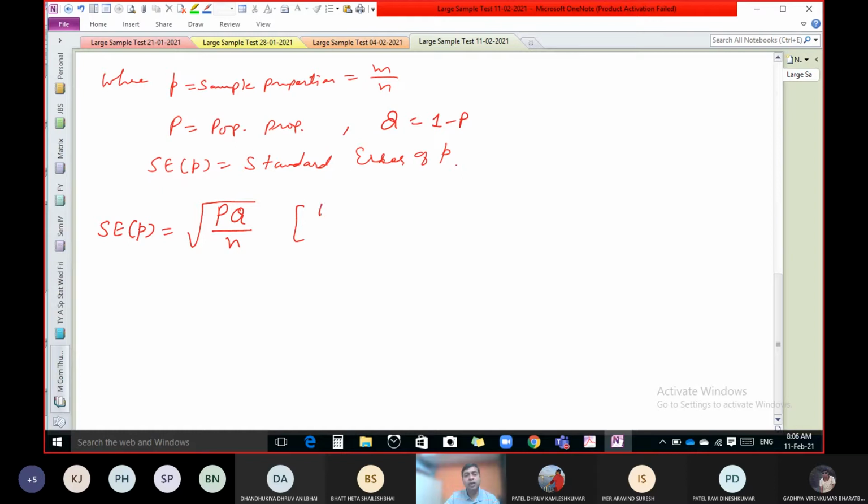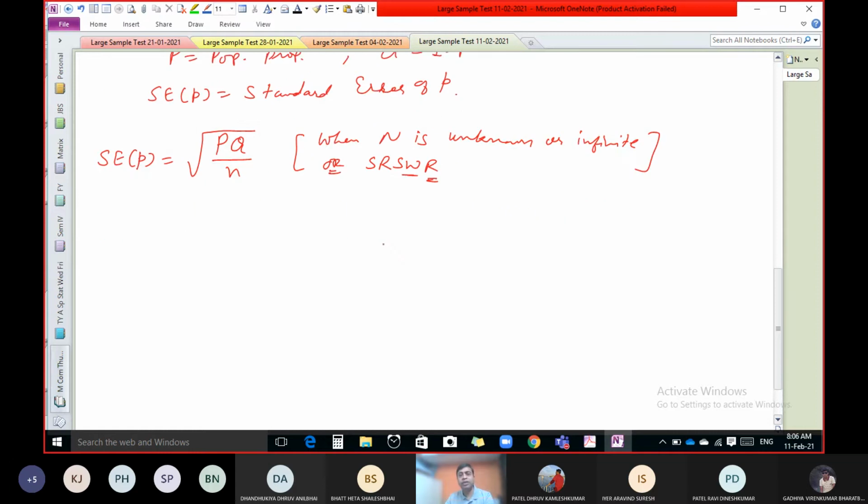This we have to apply when capital N is unknown, or when the sample is selected with replacement, meaning simple random sampling with replacement is given in the question. So this is the formula we have to use when capital N is unknown or infinite, or simple random sampling is done with replacement. If nothing is mentioned, then we have to consider it as without replacement.